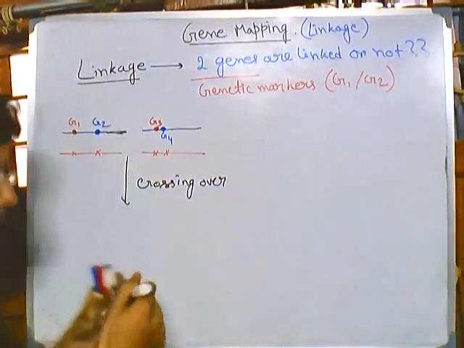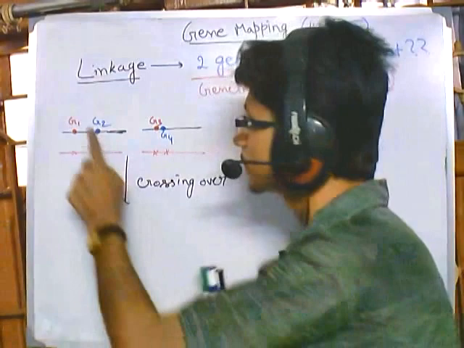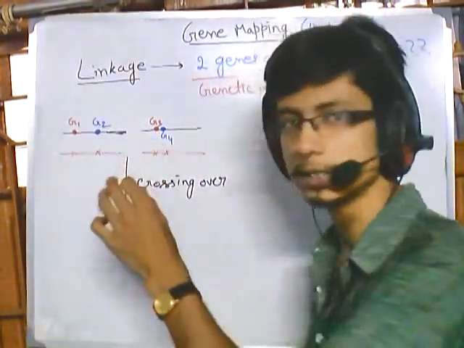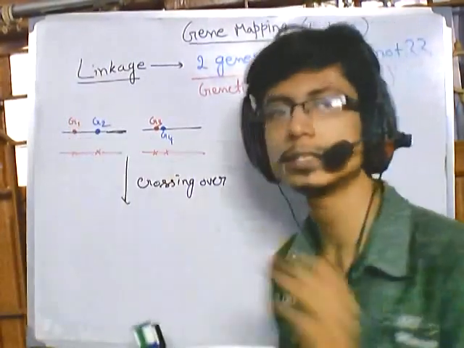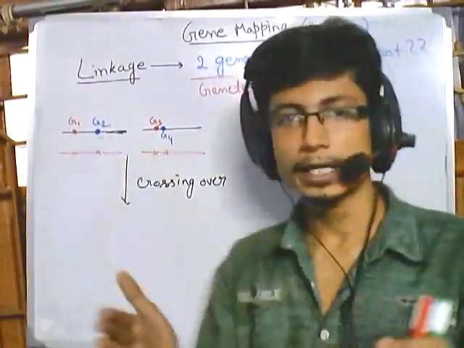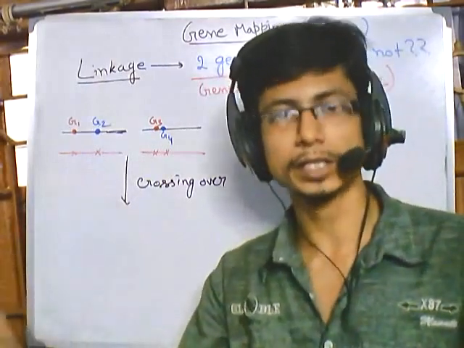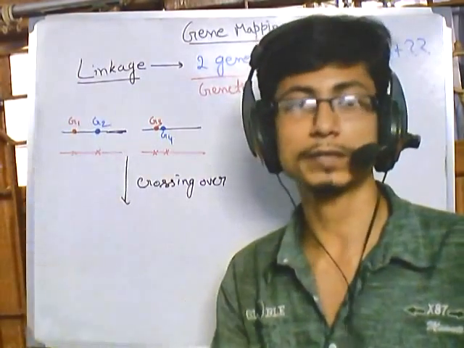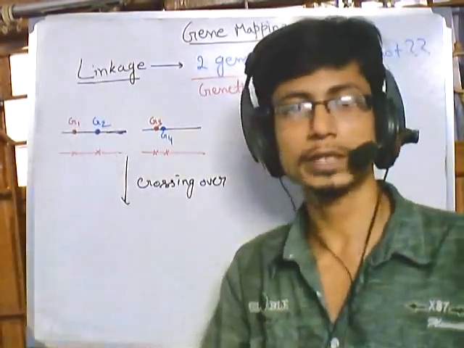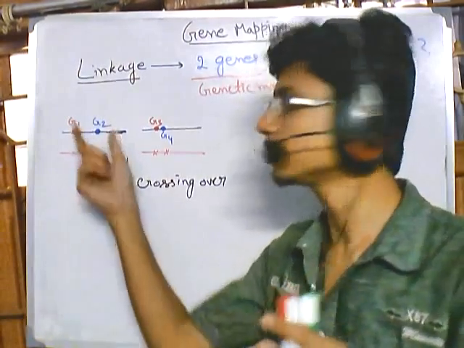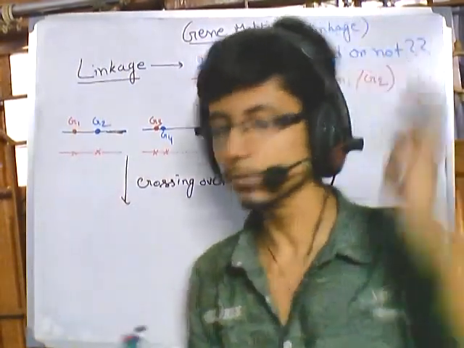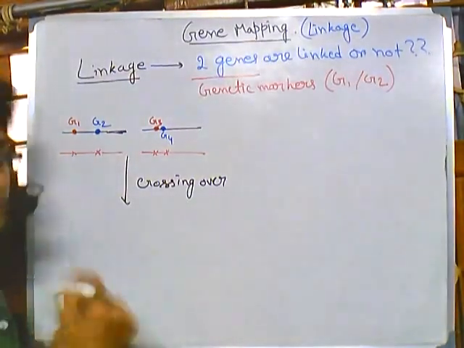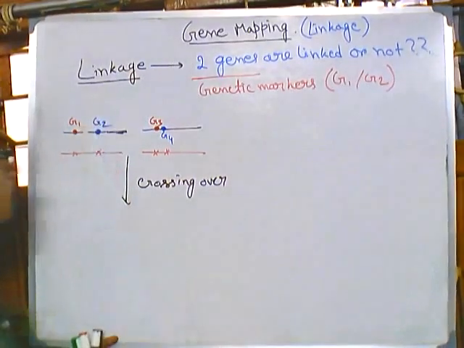But let's consider if the crossing over takes place between G1 and G2, which are the selectable markers or genetic markers of our choice. We know the functionality of G1 and G2. If they are carried together, they give us a particular function. If they are not carried together, if only G1 transfers, they won't give us that function. If only G2 transfers, they won't give us the function. They can only give us the function if they travel together. We know that.